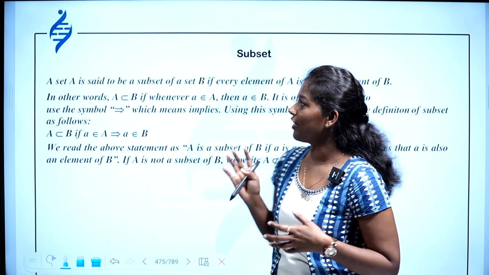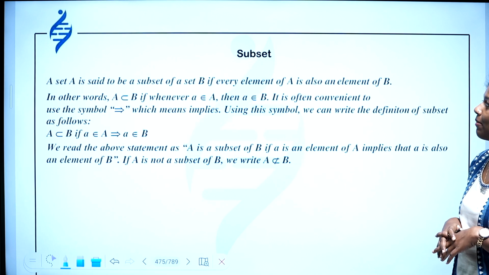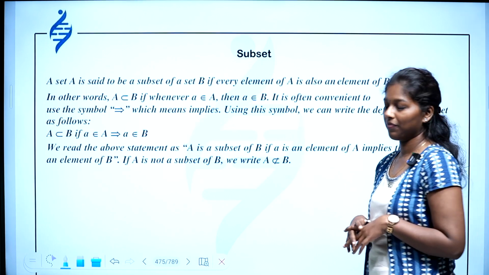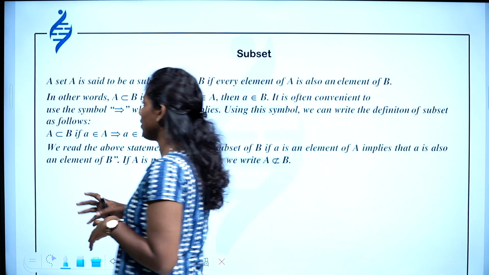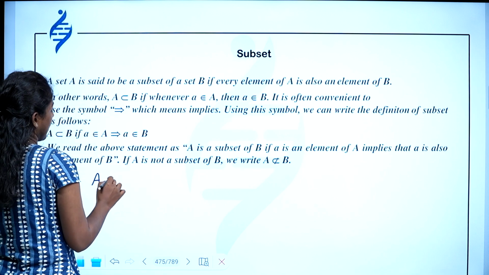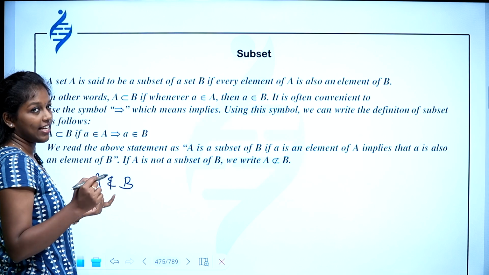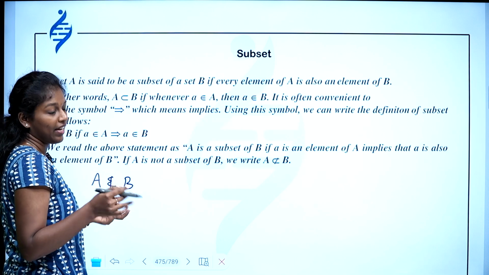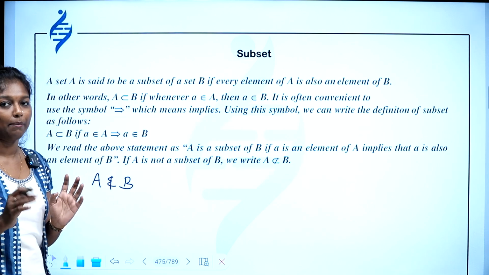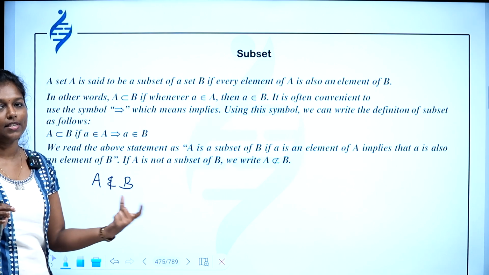And first of all, definition. A set A is said to be a subset of a set B if every element of A is also an element of B. Okay, so how can you define a subset? You are given A and B, and A is said to be a subset of B if every element of A belongs to B. Then A will be a subset of B.